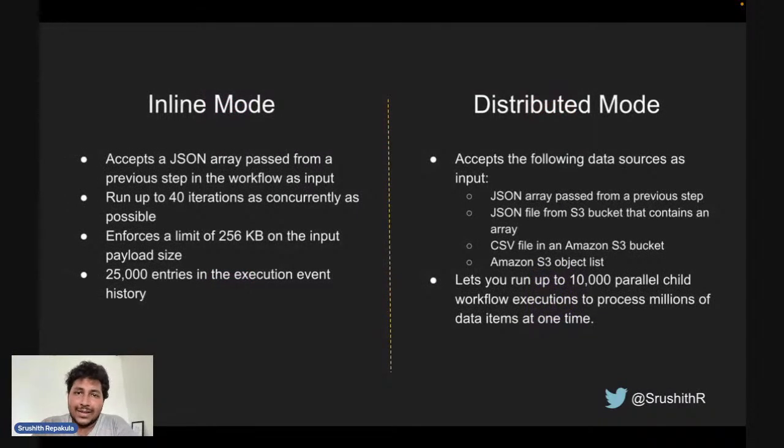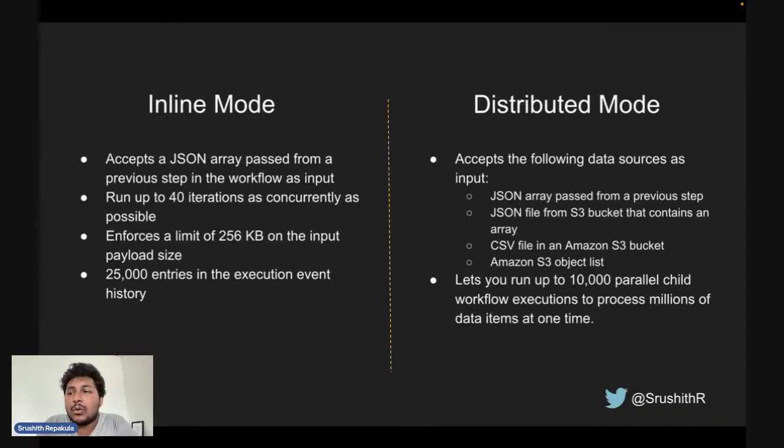So a map state is like a for loop in your programming language, right? So you pass one input, but the code that is executed is the same. The input varies from one iteration to the other, right? That is what a map state is in very simple terms, right? So we have two types of map states available in Step Functions. One is the inline mode and the other one is the distributed mode.